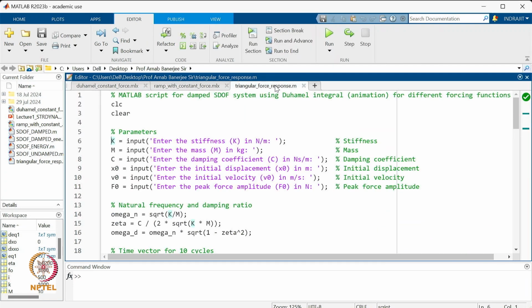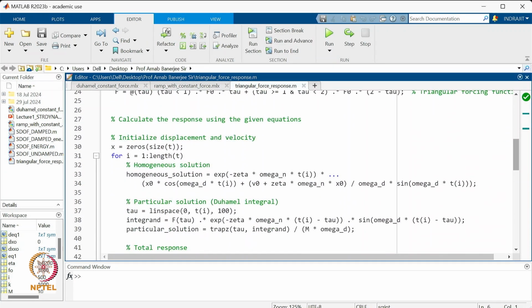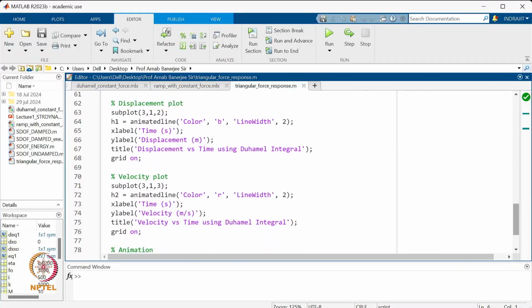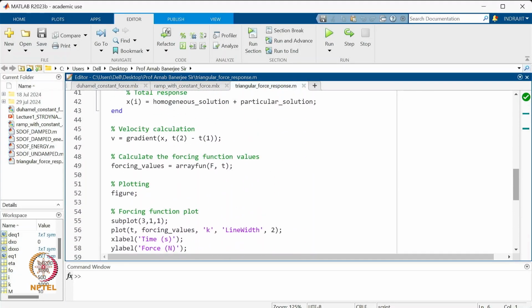Then triangular force. Triangular force is like using non-one.